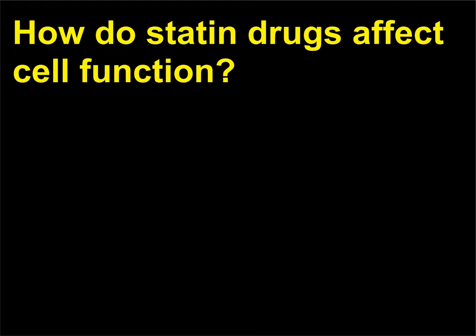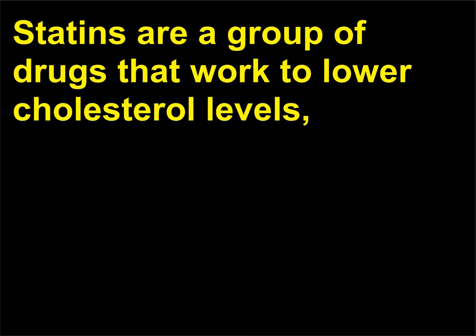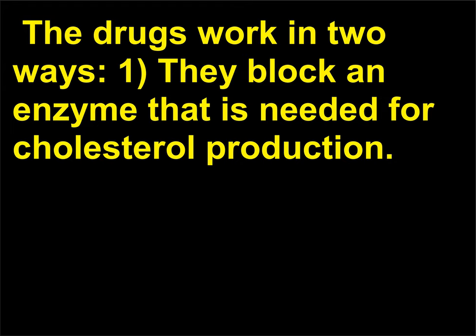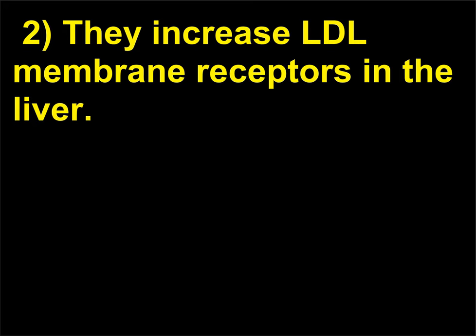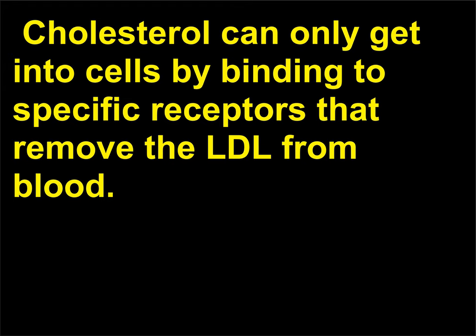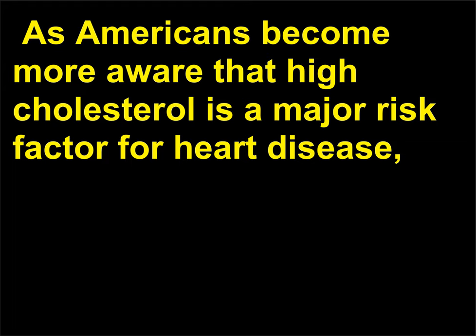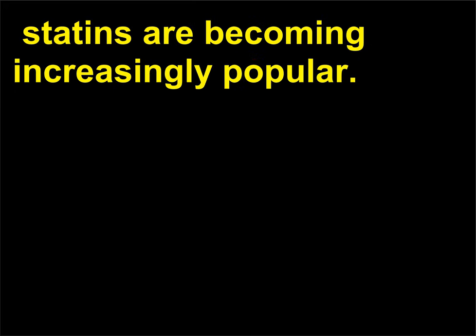How do statin drugs affect cell function? Statins are a group of drugs that work to lower cholesterol levels, particularly the bad cholesterol, low-density lipoprotein known as LDL. The drugs work in two ways. 1. They block an enzyme that is needed for cholesterol production. 2. They increase LDL membrane receptors in the liver. Cholesterol can only get into cells by binding to specific receptors that remove the LDL from blood. The extra receptors that statins create help decrease the cholesterol levels. As Americans become more aware that high cholesterol is a major risk factor for heart disease, statins are becoming increasingly popular.